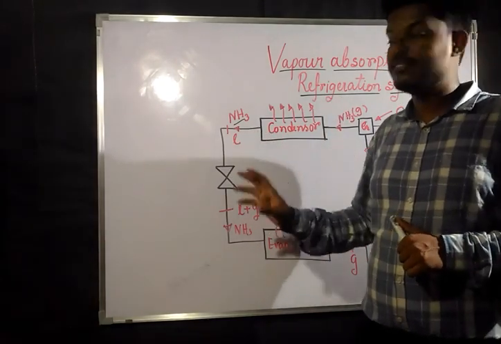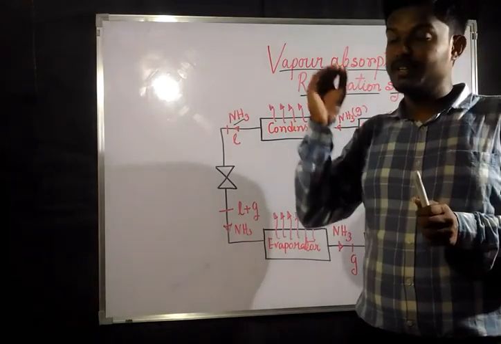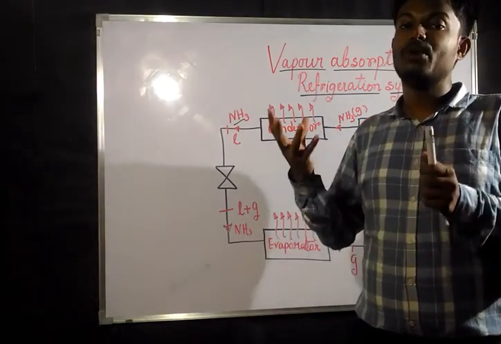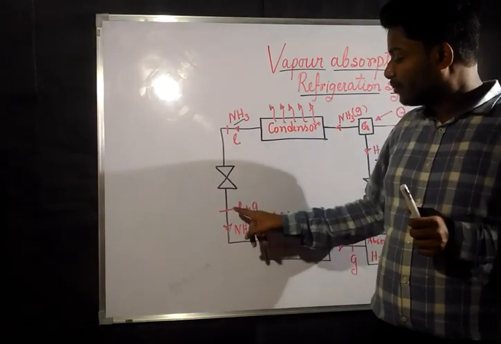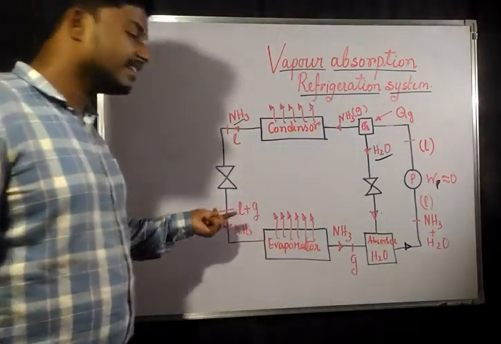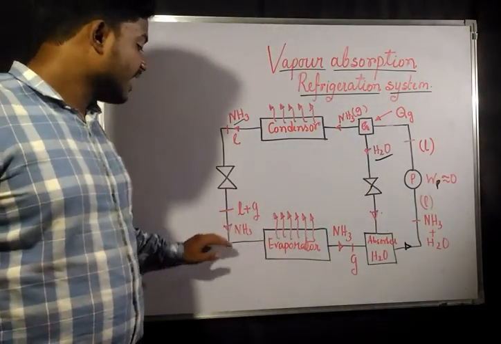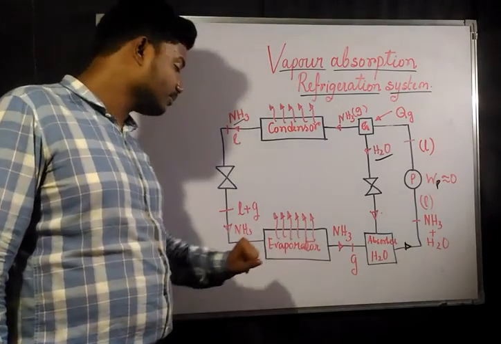And since the pressure is released, that means the pressure is now less, and we all know that if the pressure is less, then the boiling point also decreases. So after expanding, there is going to be liquid plus gas. The NH3 is again coming as liquid plus gas, and after that it is going to get evaporated through the evaporator.